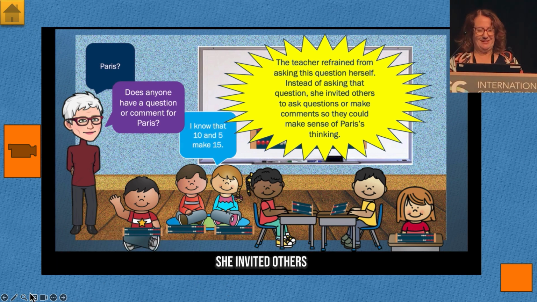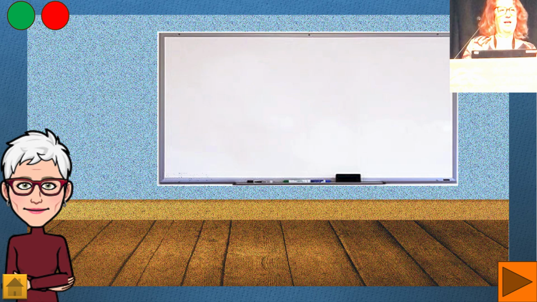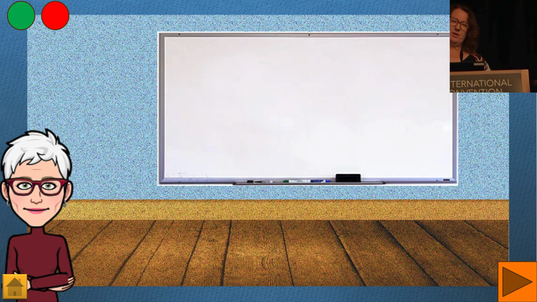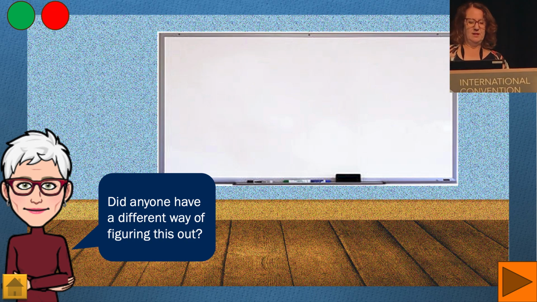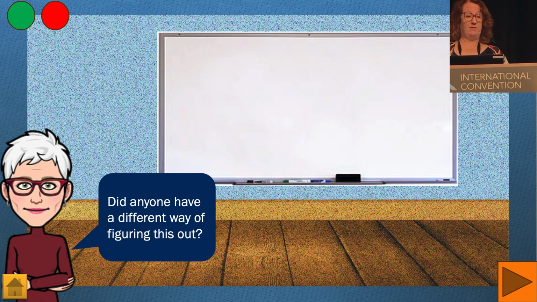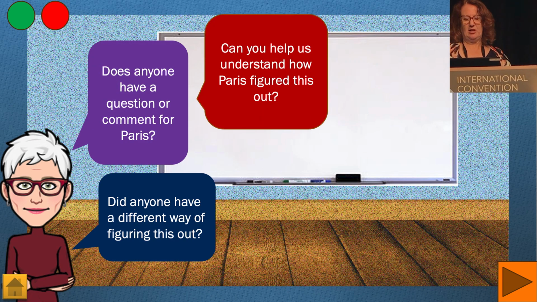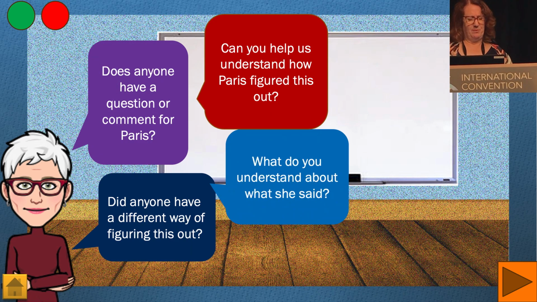As the dialogue continues, the teacher asks additional questions and the students respond to those. I just wanted to point out some of the questions that were asked. She asks, does anyone have a different way of figuring this out? Does anyone have a question or a comment for Paris? Can you help us understand how Paris figured this out? What do you understand about what she said?